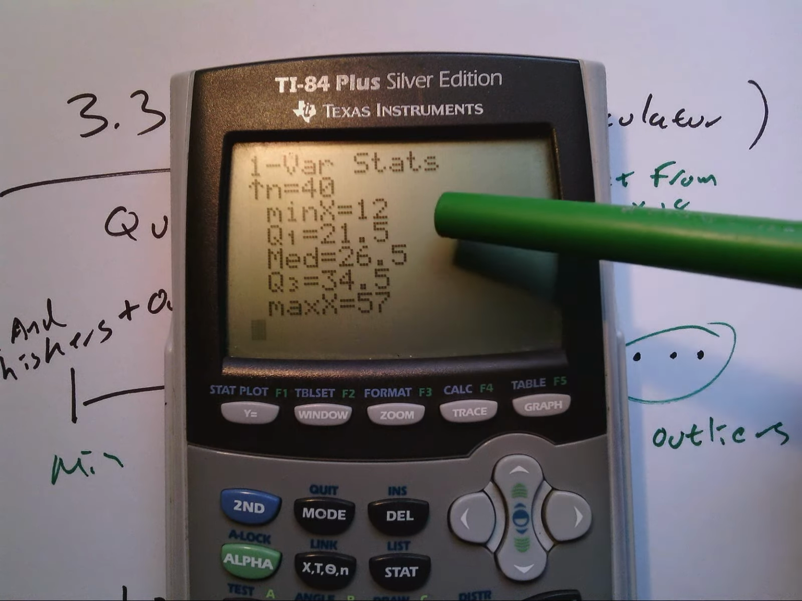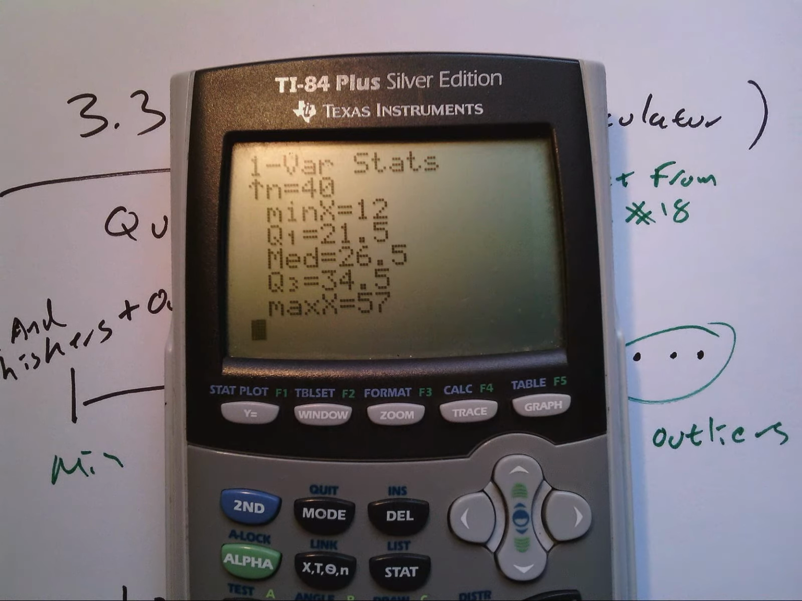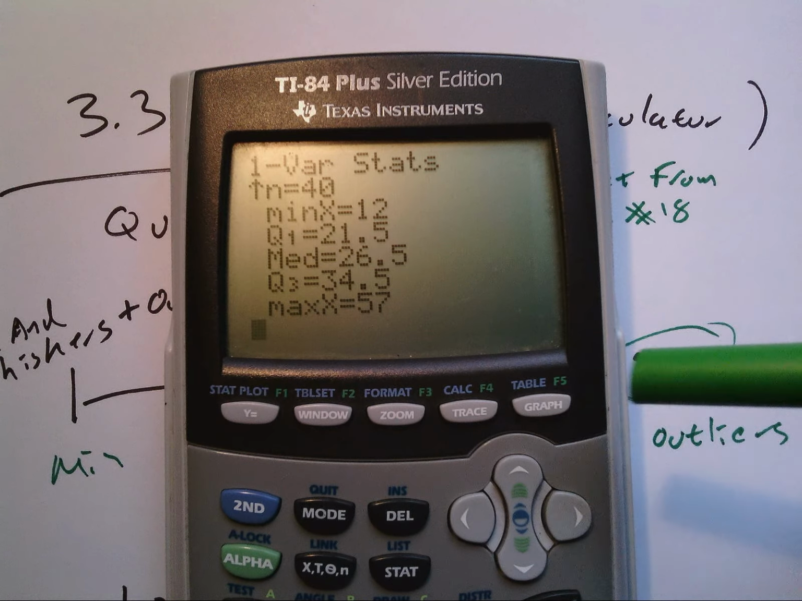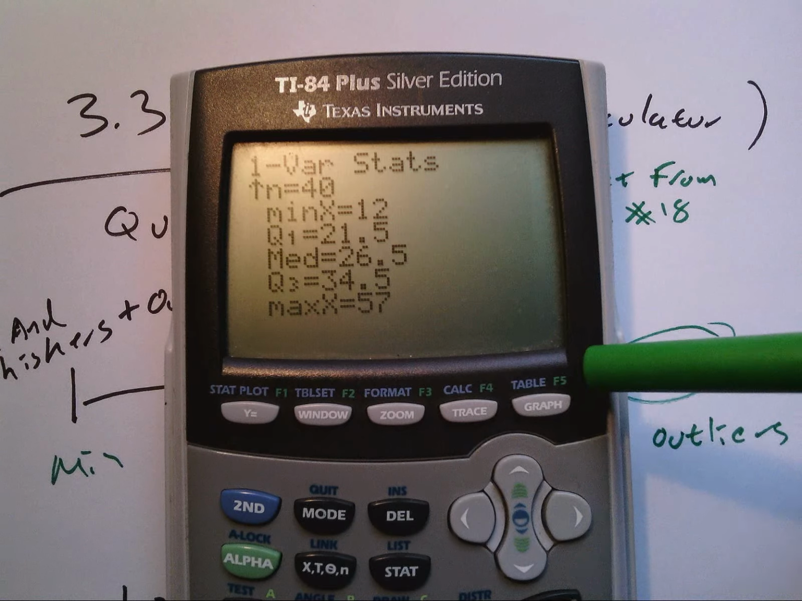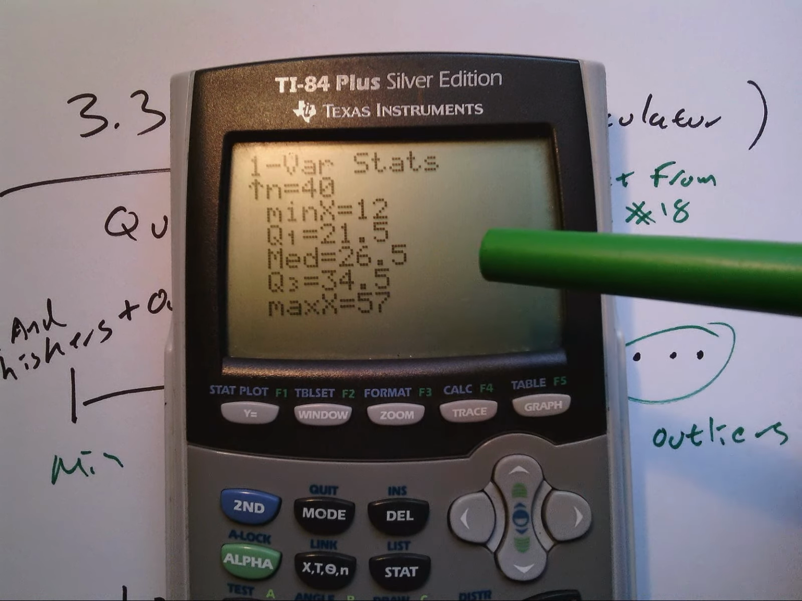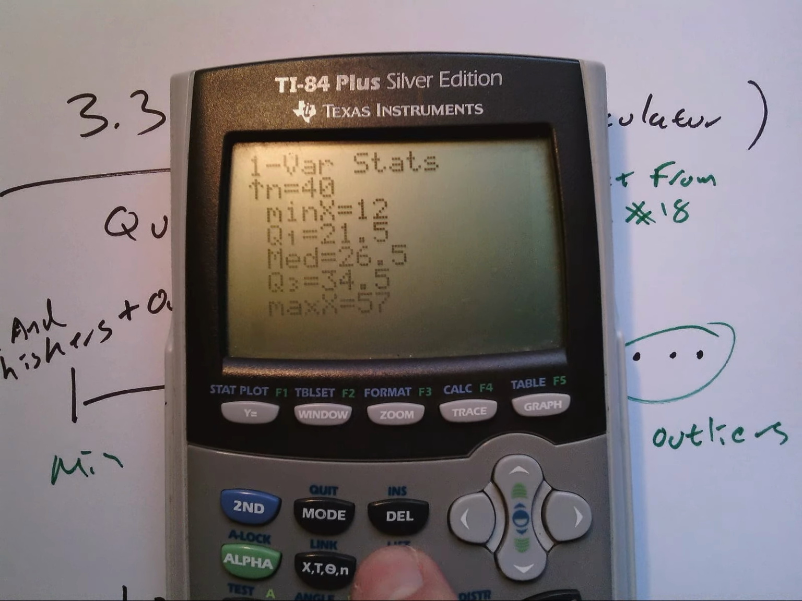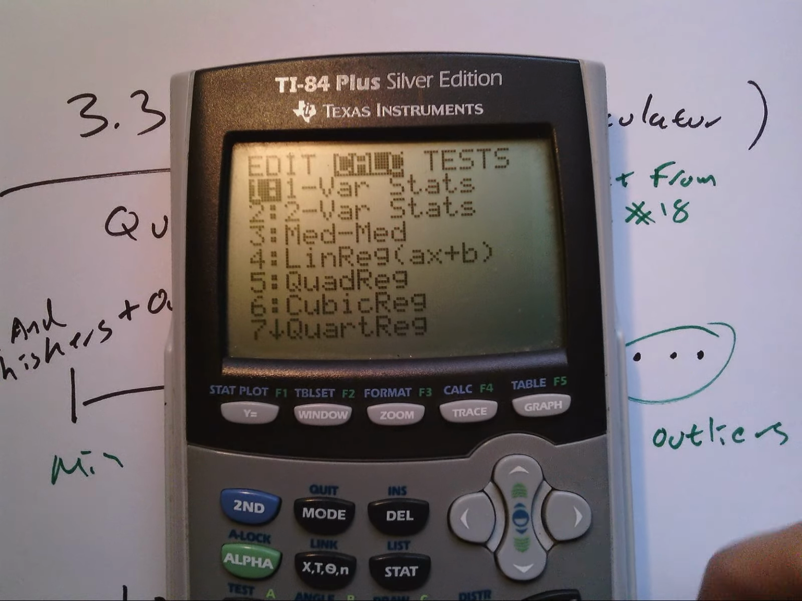Notice that this does not give me outliers. Now, I'm going to do a second video to talk about where to find the outliers, but there are 2 ways to do it: from the stat plot, which can give you the outliers by itself, or from this option, which is stat calc 1var statistic.